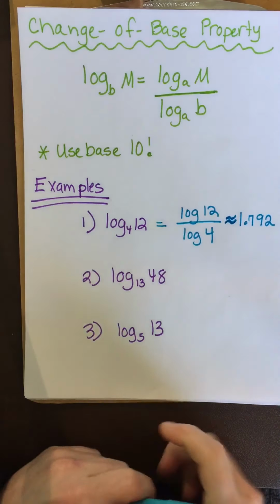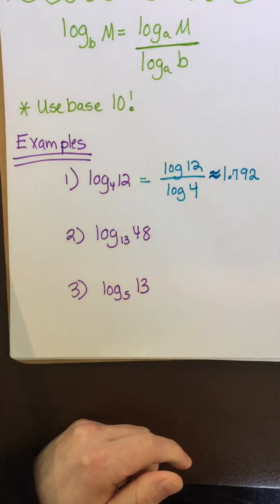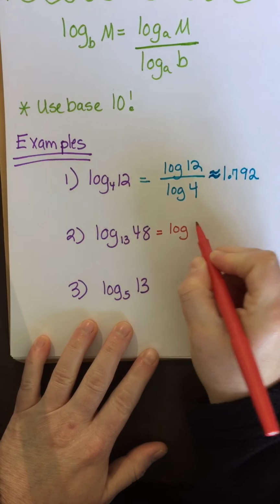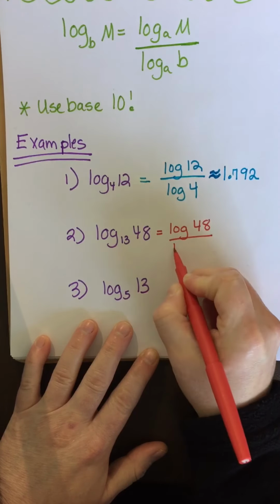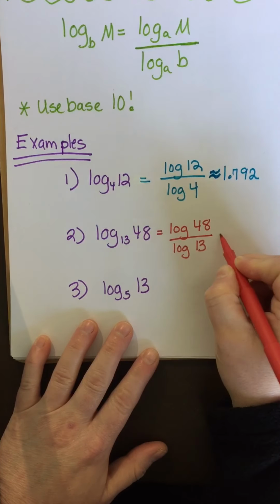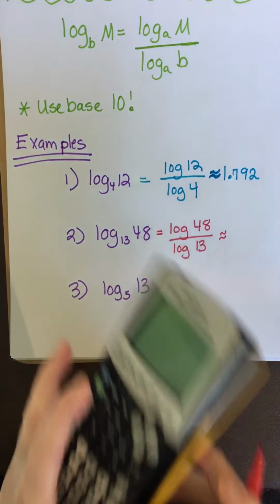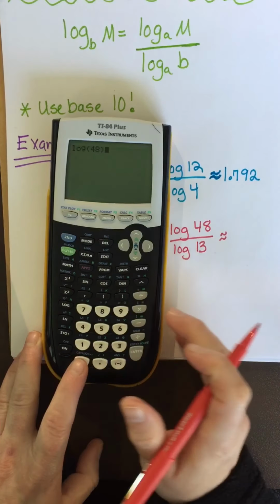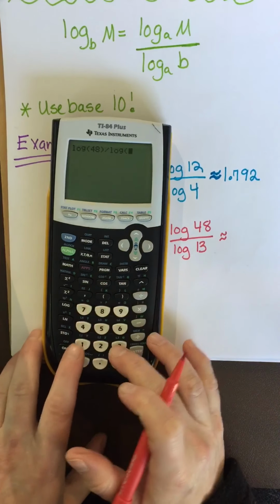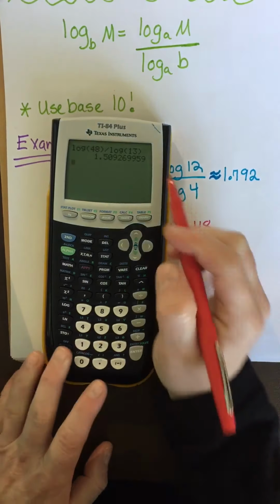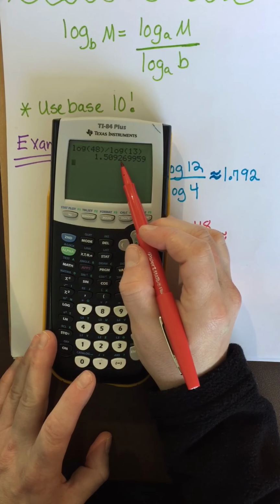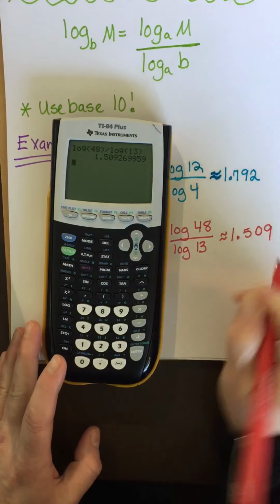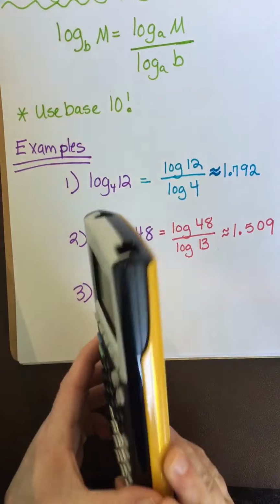We have the log base 13 of 48. So what we can change that to is the log base 10 of 48 divided by the log base 10 of 13. Get out my handy dandy calculator. And let's do the log of 48 divided by the log of 13. All right, we have a 9 in the 3rd decimal place. It looks at the 2, it's going to stay the same, so that'd be approximately 1.509. All right, let's do another one.